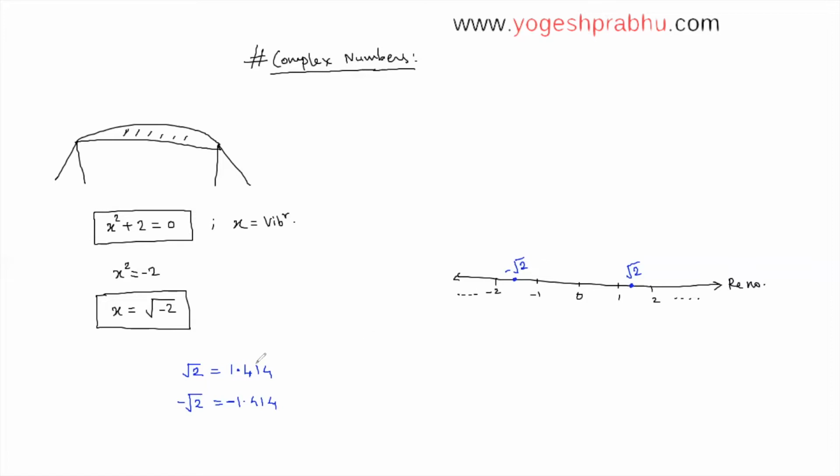Now, the problem is, although we have square root of 2 and minus square root of 2, what if we get square root of minus 2? Do you see the difference here? Now, this number just doesn't have any place on a number line. And that's why we started calling this number an invalid number.